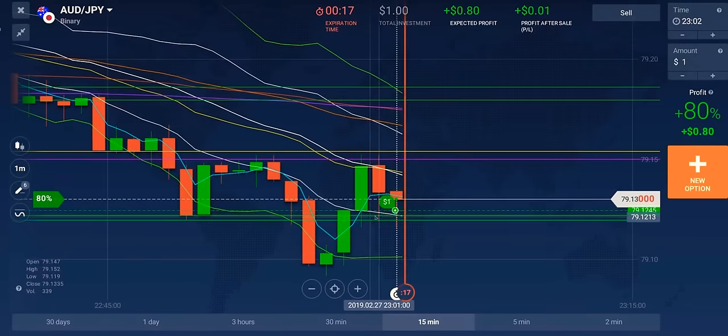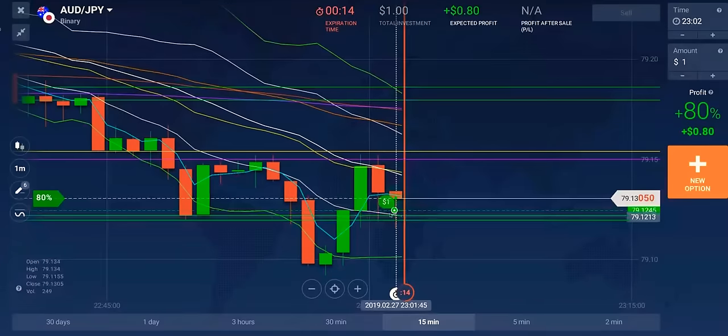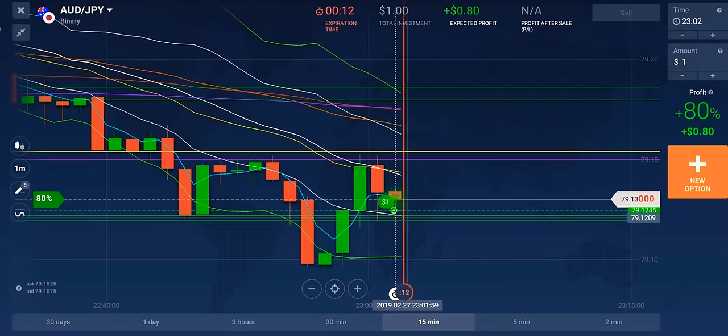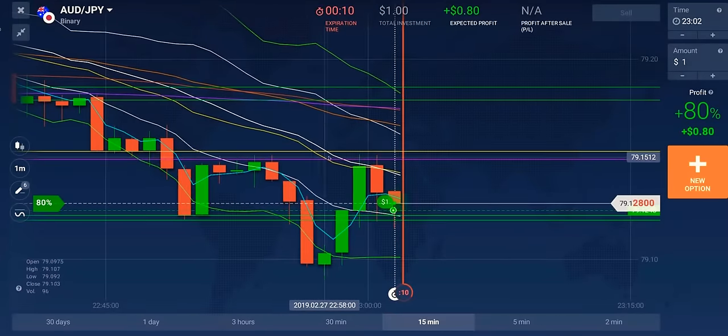Okay, based on what's happening right now, the market will try to form a double bottom to break this neckline level.